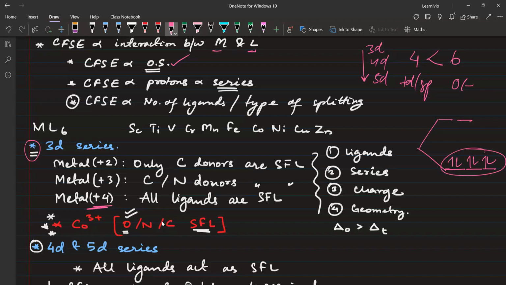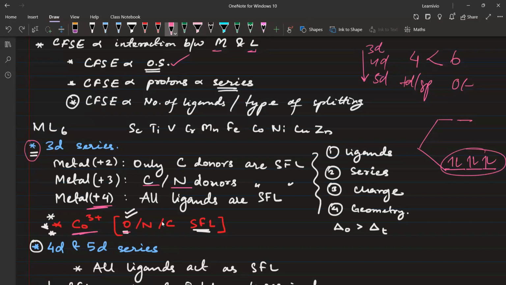If you have a metal in the +3 oxidation state, then only the carbon and nitrogen donors are strong field ligands, except in the case of Co3+. In Co3+, oxygen also becomes a strong field ligand. When you have a metal 2+, then only the carbon donors are strong field ligands.